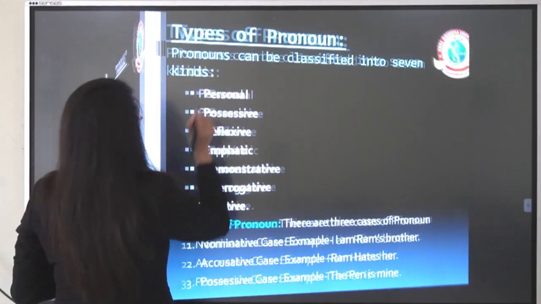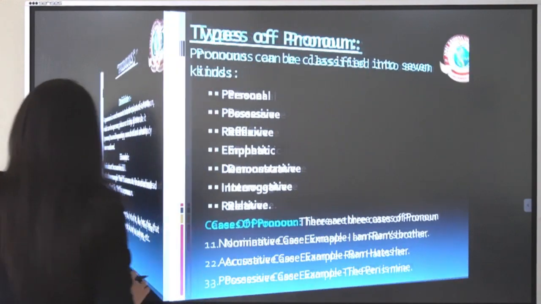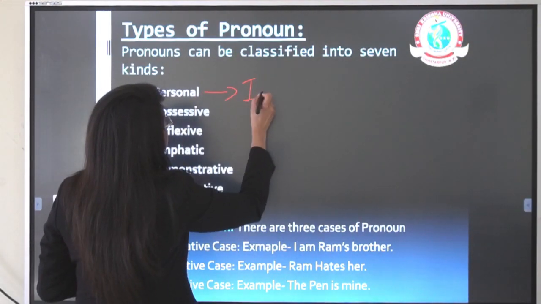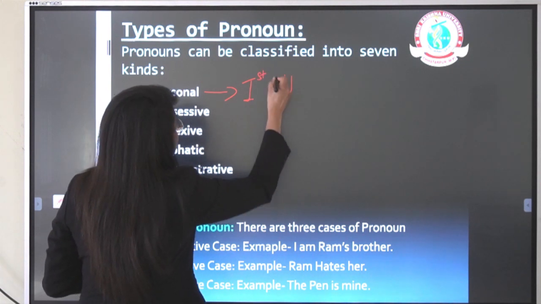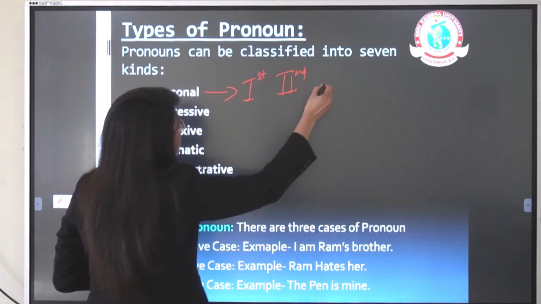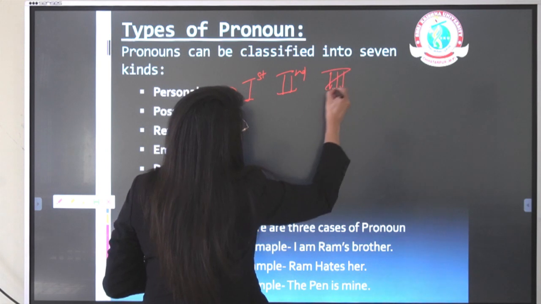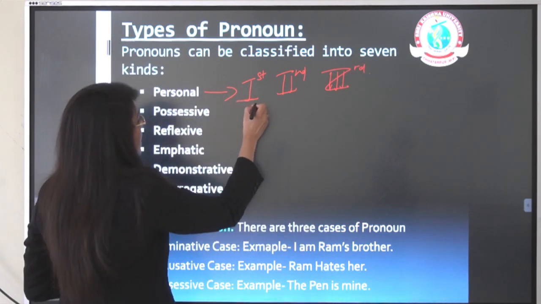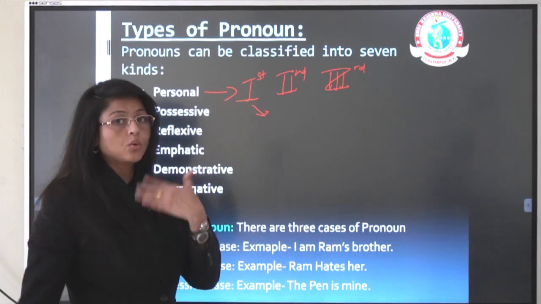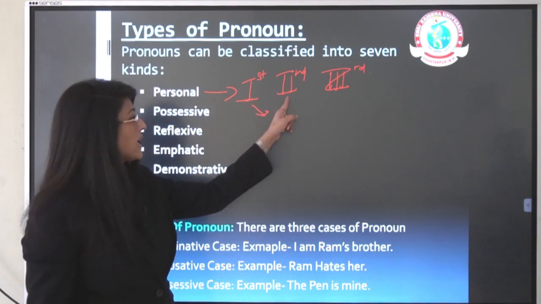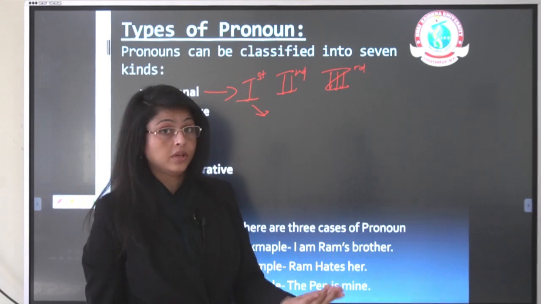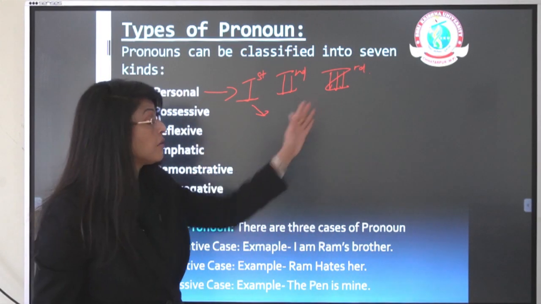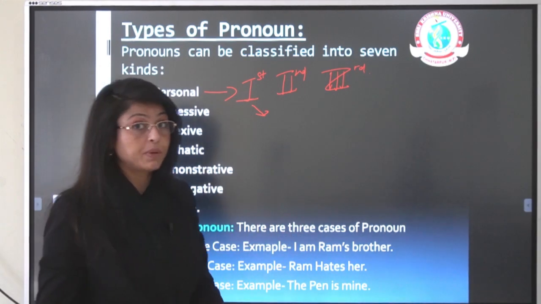So if you see here, the personal pronoun has first, second, and third person. First person, I, is the one who is speaking. Second person is the one to whom I am speaking, and third person is the one about whom we are speaking.